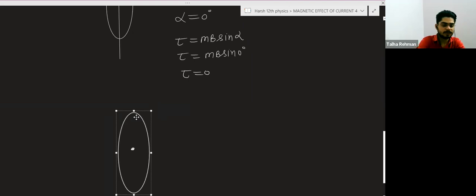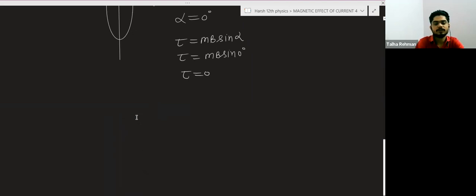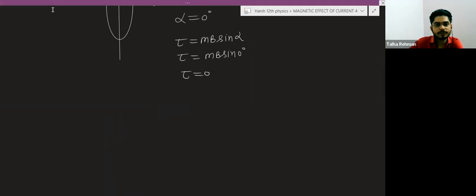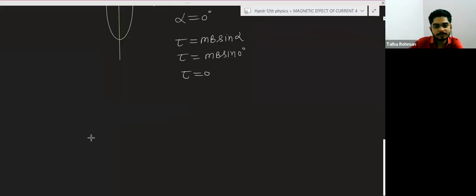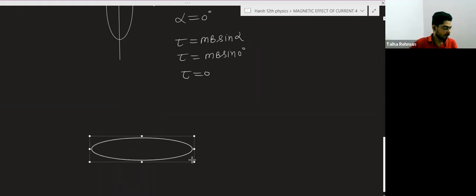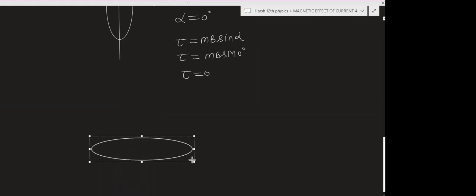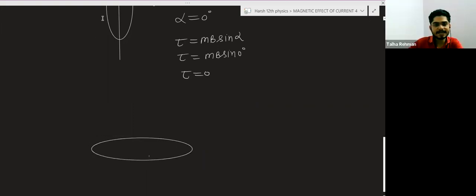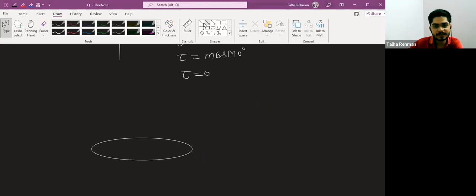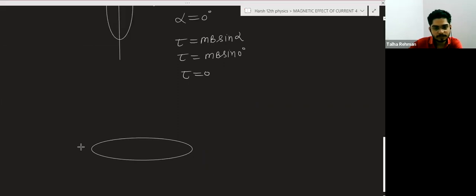We have to make another diagram for this. When you rotate this coil 90 degrees, this coil will become like this. The magnetic field is already given along this axis. The magnetic field is along the horizontal axis.